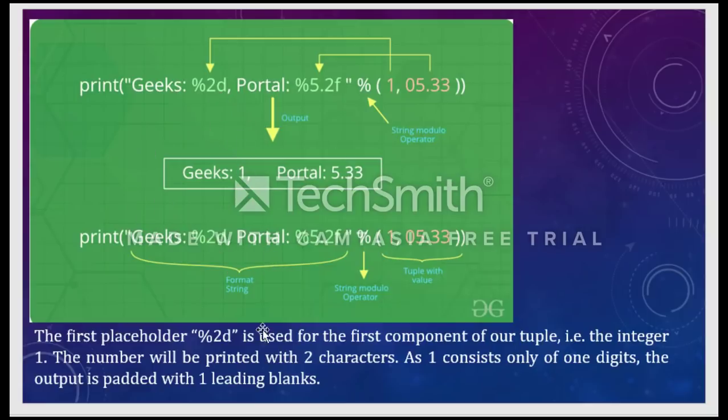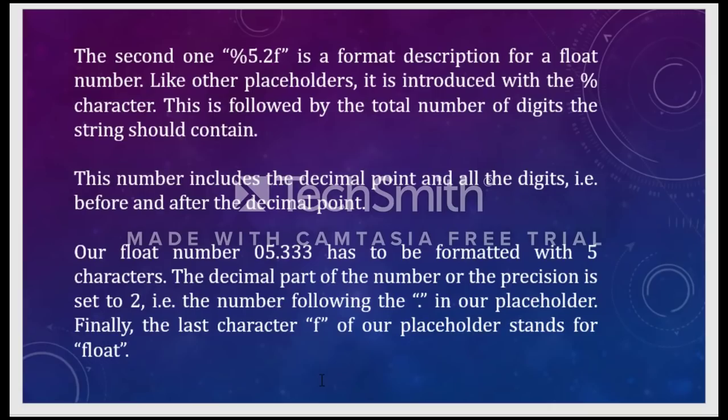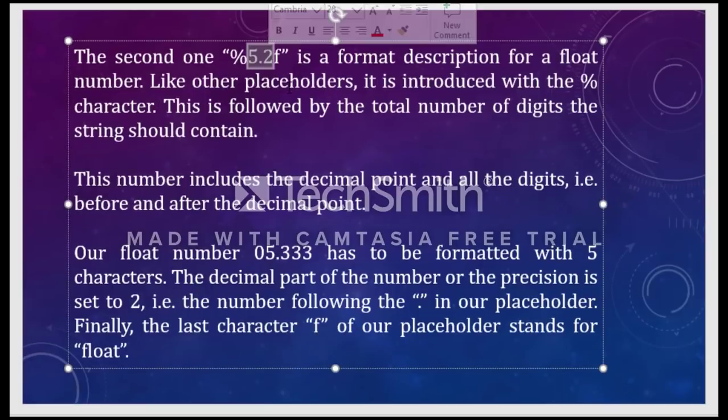So the same thing has been explained in the section here. There is a paragraph where it will explain the same thing whatever we have written here. In the next slide also the same explanation, why we have written 5.2f and what is the meaning of this 5.2f. As I told you, the total number of characters that I want to display is 5, then .2, that means after the decimal point, I should print 2 characters. So that is my requirement.